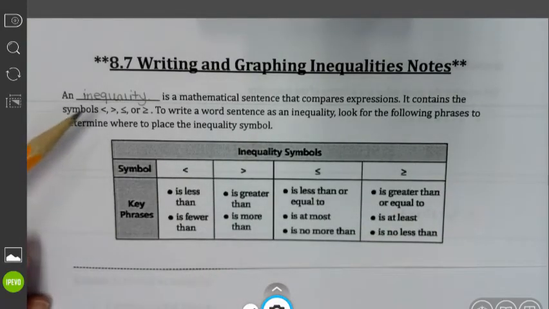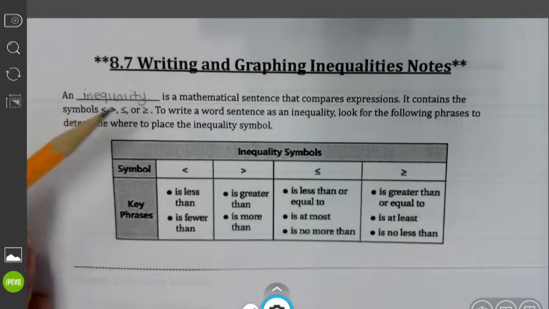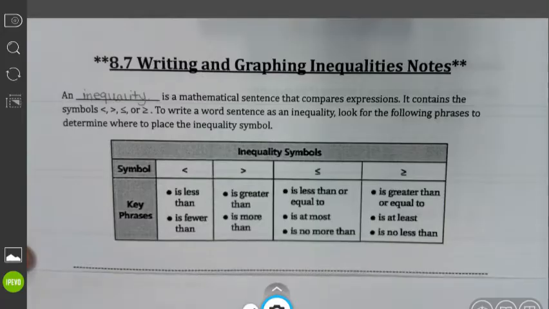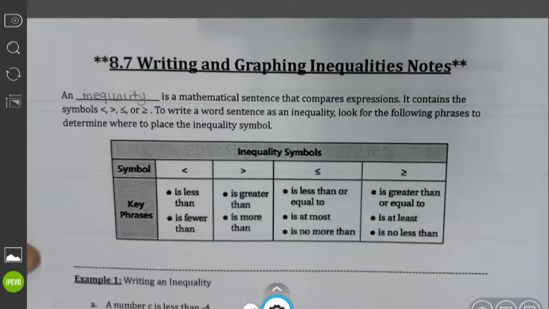So I like to think of inequalities like equations, but they've got this symbol, or any of these symbols, rather than an equal sign. So it's telling you that one side of the equation is bigger than the other.